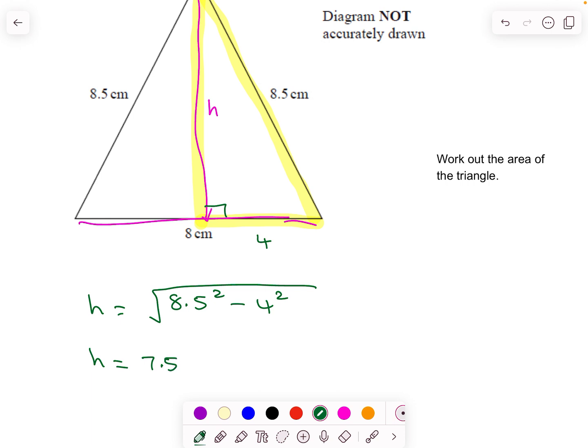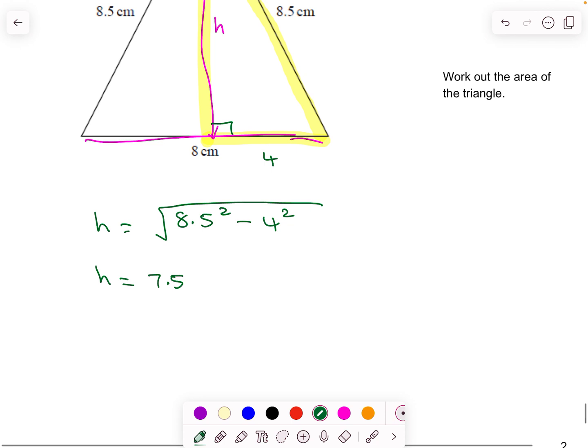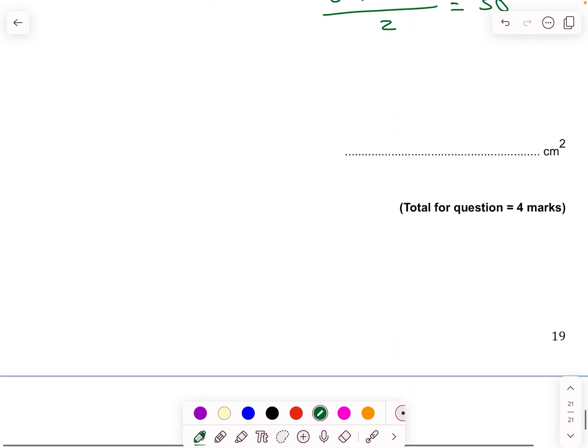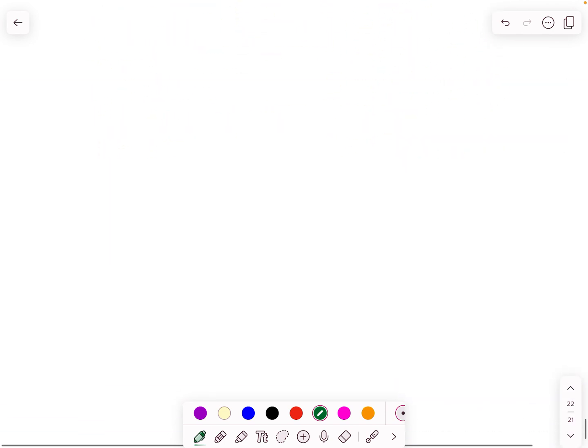And then all we need to do is, we know that the area of a triangle is base times height, and then halve it. So base, which is 8, times height, which is 7.5, and then halve it. So 8 times 7.5, 60, divided by 2 is 30. And so you should get an answer of 30 centimetres squared. And that is the end.